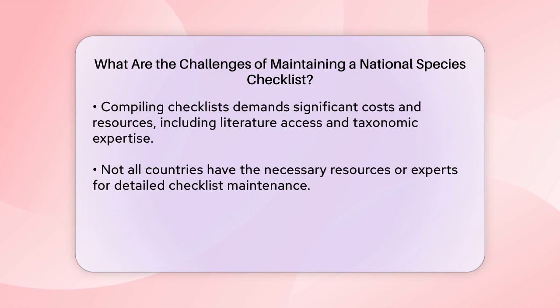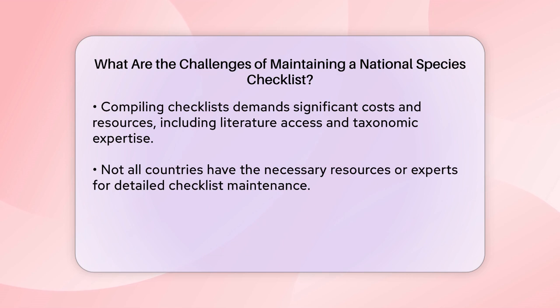The format of the checklist is another critical aspect. It should be accessible and easy to use for a wide range of compilers and users. Electronic formats are recommended because they allow for regular updates, cost-effective dissemination, and the ability to manipulate and search the data in ways that are not possible with hard copy books. This ensures the checklist remains dynamic and useful over time.